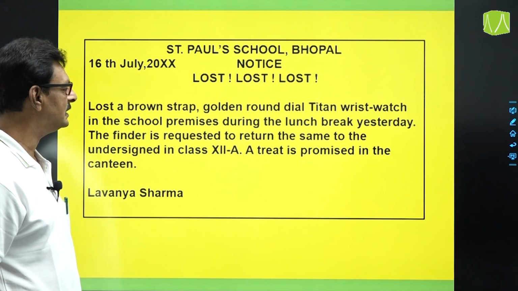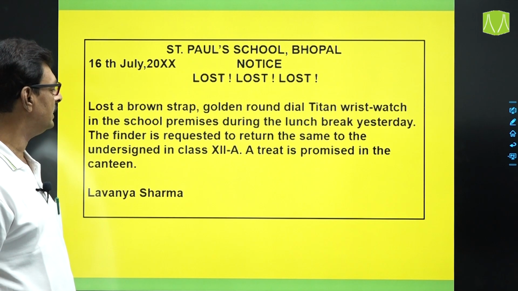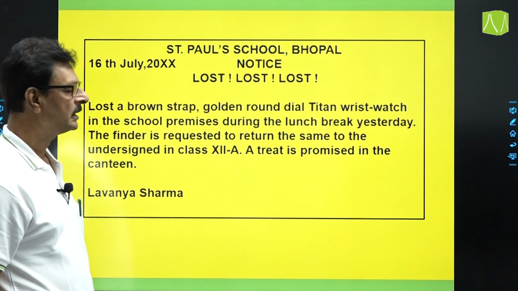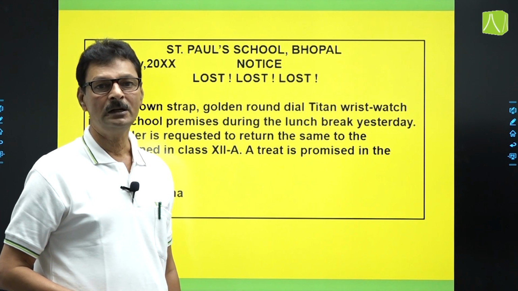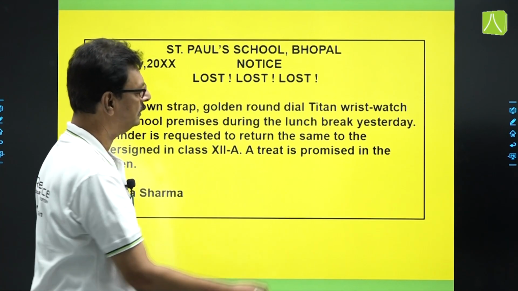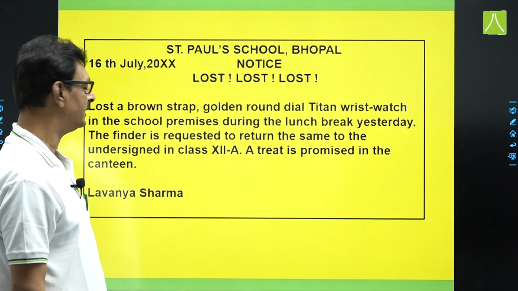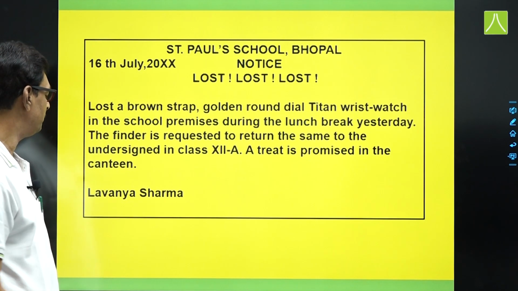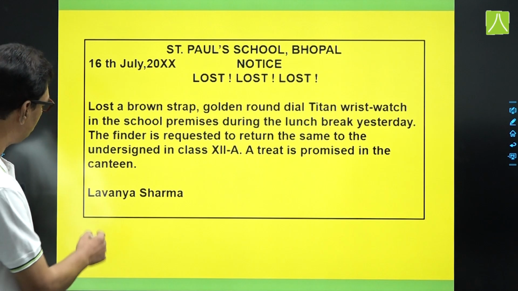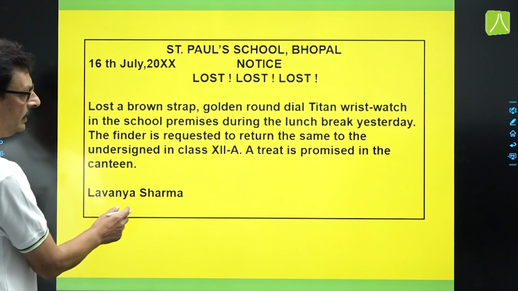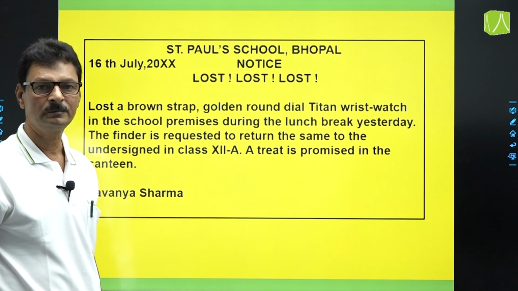The finder is requested to return the same to the undersigned in class 12th A. And when you want to get the lost thing back, this becomes important: a treat is promised in the canteen. The person who is putting up is Lavanya Sharma. You could have also written over here 12th A. There is no harm in it.